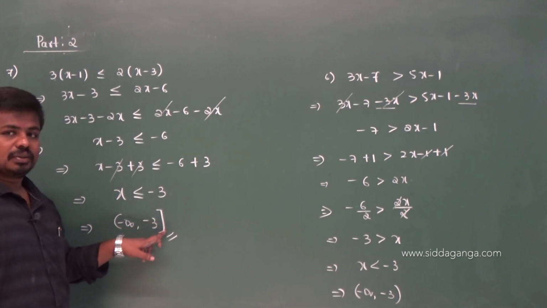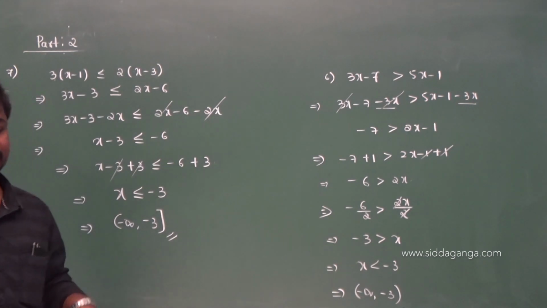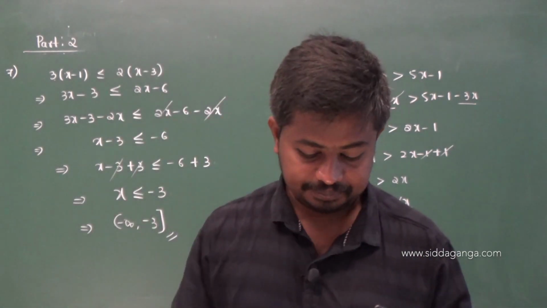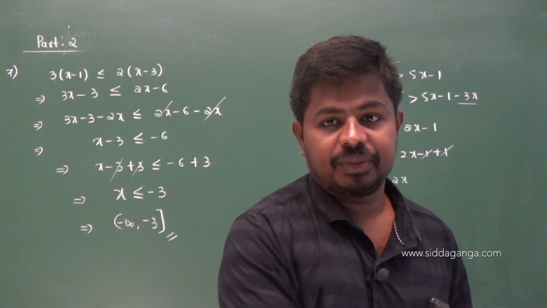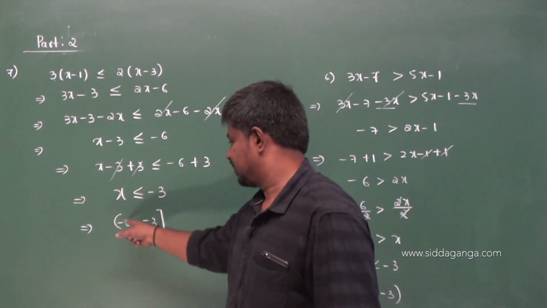I have written this symbol; I hope you are familiar with it. It is a semi-closed interval. So x is less than or equal to minus 3, so minus 3 is included. So minus infinity to minus 3.